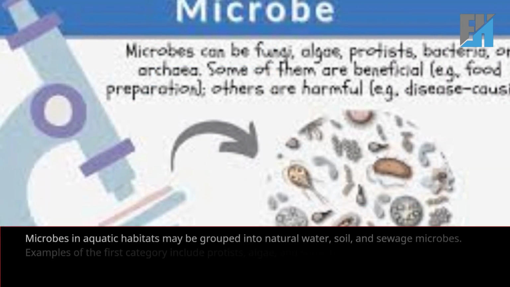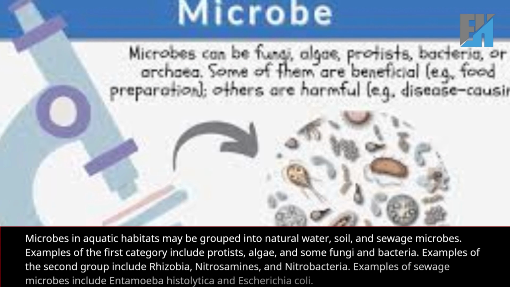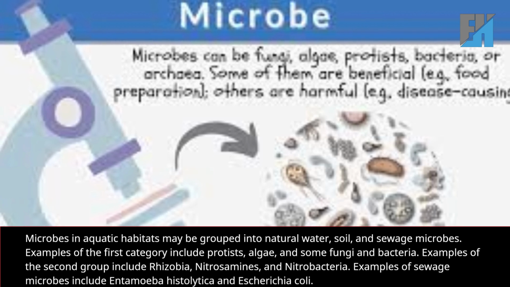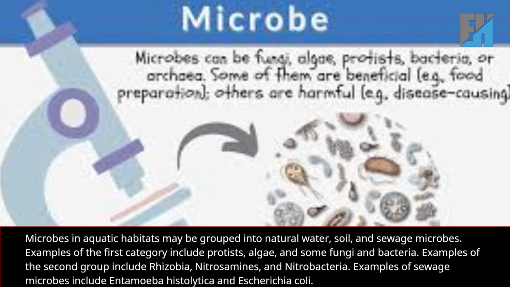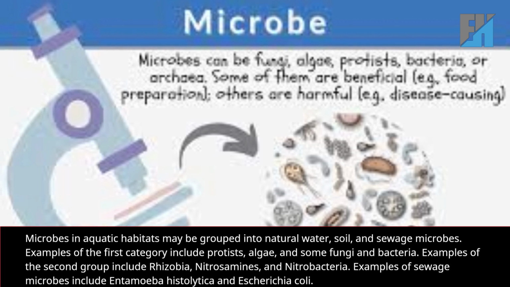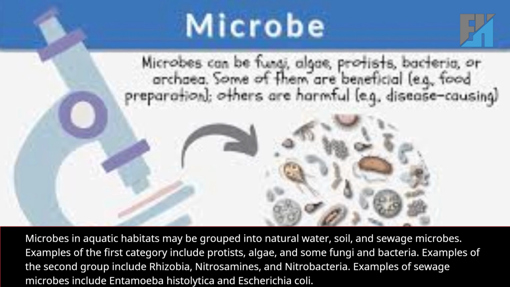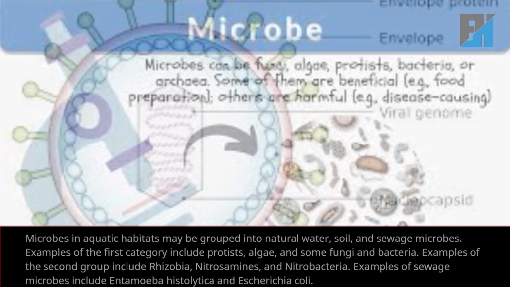Microbes in aquatic habitats may be grouped into natural water, soil, and sewage microbes. Examples of the first category include protists, algae, and some fungi and bacteria. Examples of the second group include rhizobia, nitrosomonas, and nitrobacter. Examples of sewage microbes include Entamoeba histolytica and Escherichia coli.